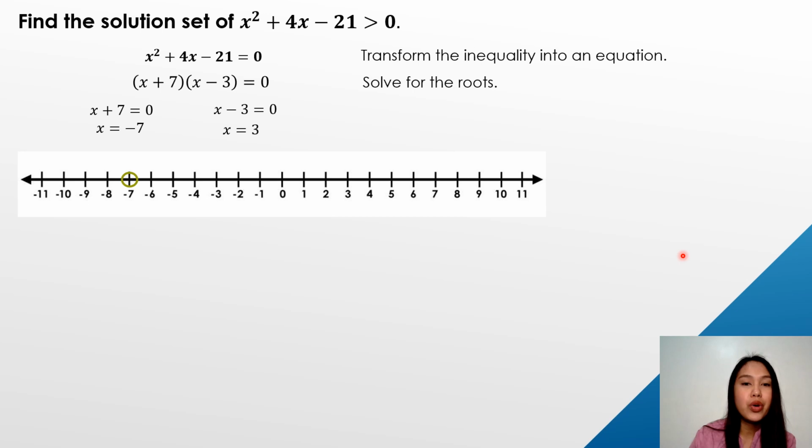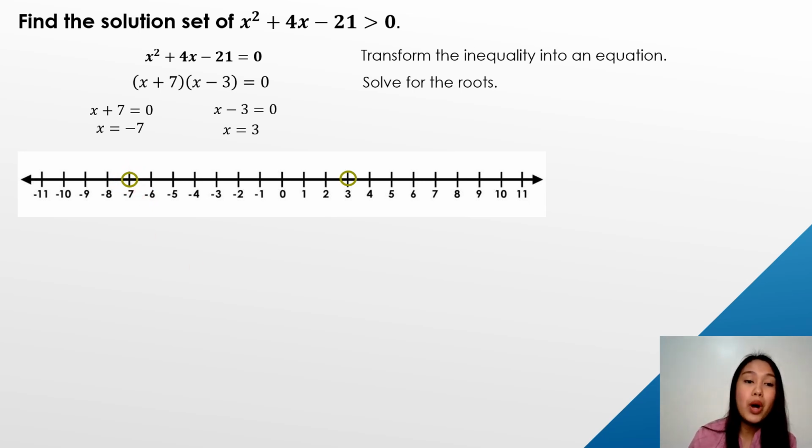Moving on, we are going to mark these on a number line. How are we going to mark these numbers? I have here negative 7 and 3. So negative 7 will be here, and positive 3 will be here. Why did I use a hollow circle? We go back to the original quadratic inequality, and the inequality sign used is greater than. Therefore, we are going to use a hollow circle for these two roots.